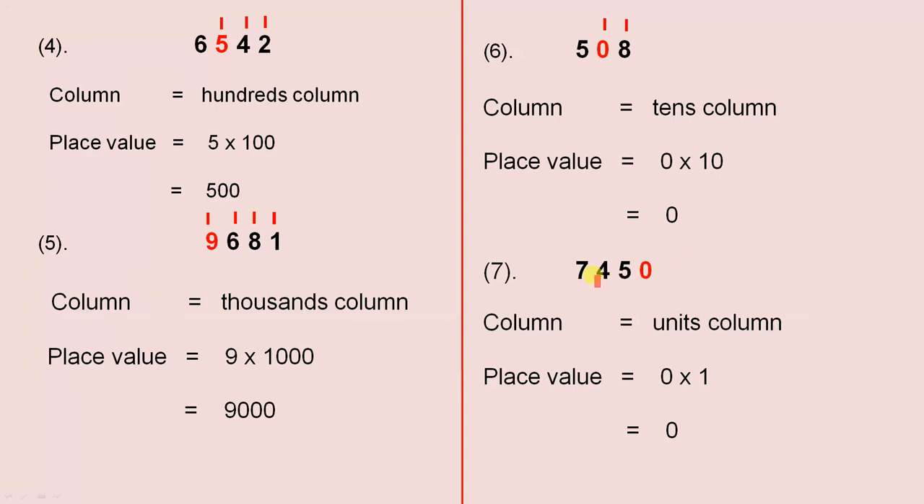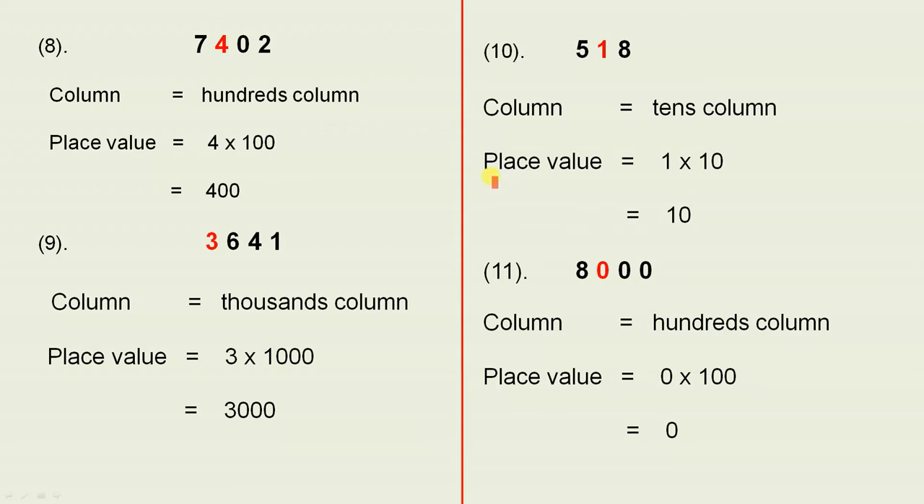Number 7, 7,450. The column is the units column, of course it's the first column. The place value is 0 times 1, which is 0. Number 8, 7,402, units, tens, hundreds. So the column is the hundreds column. The place value is 4 times 100, which is 400.